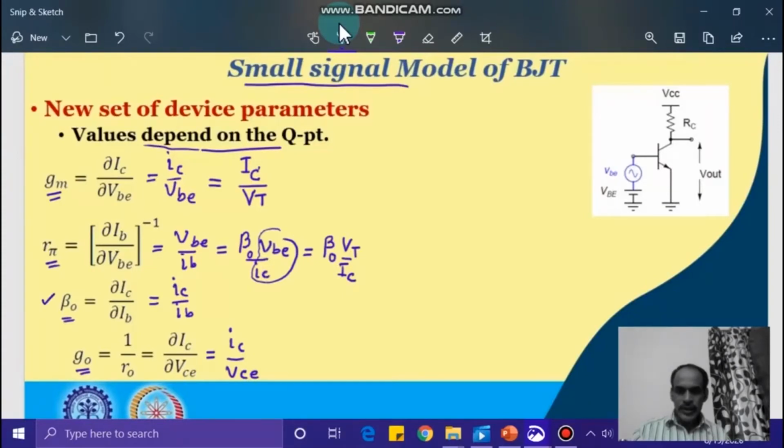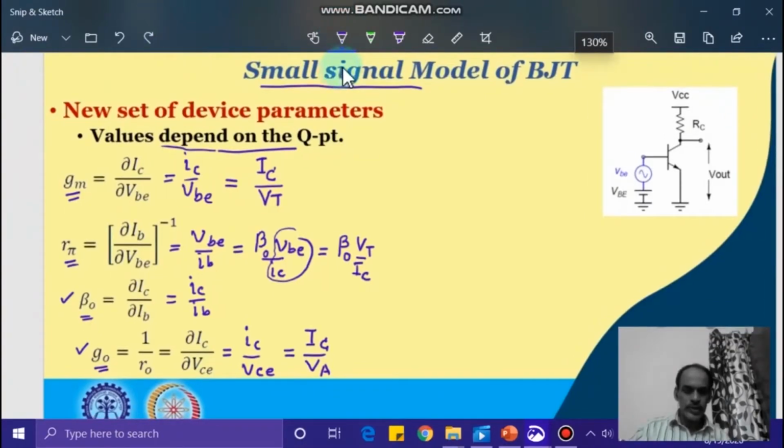Likewise, when you consider g_o, its definition is given here, and it can be expressed, once again, in terms of the operating point, namely I_C, divided by the device parameter, the early voltage V_A.